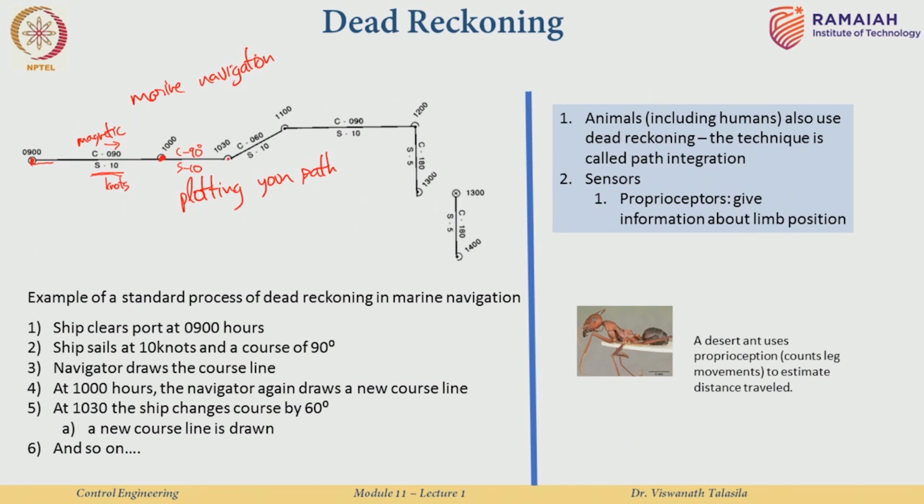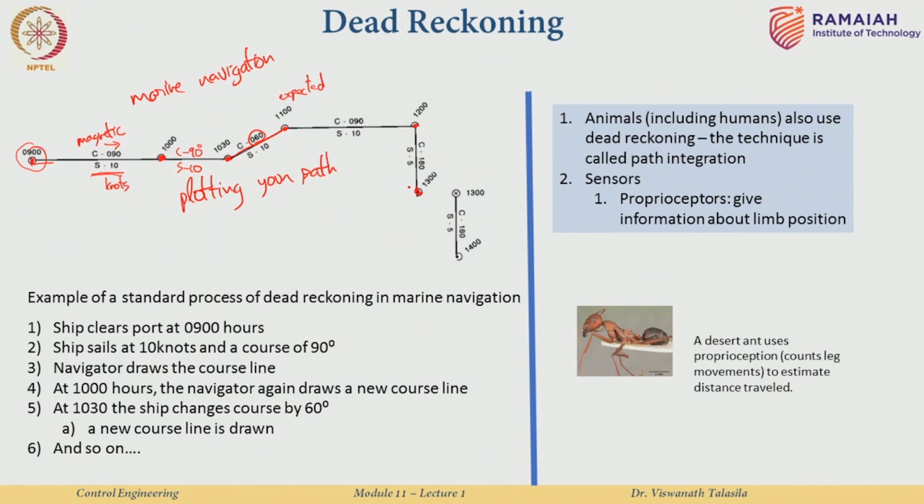Then the navigator waited till 10:30, when the captain decided to change the course of the ship to 60 degrees, moving at the same speed. Then the navigator plots the expected position at 11 o'clock. So, apart from the first one, all these are expected positions, where you expect your ship to be. In the same way, they would plot all the positions.